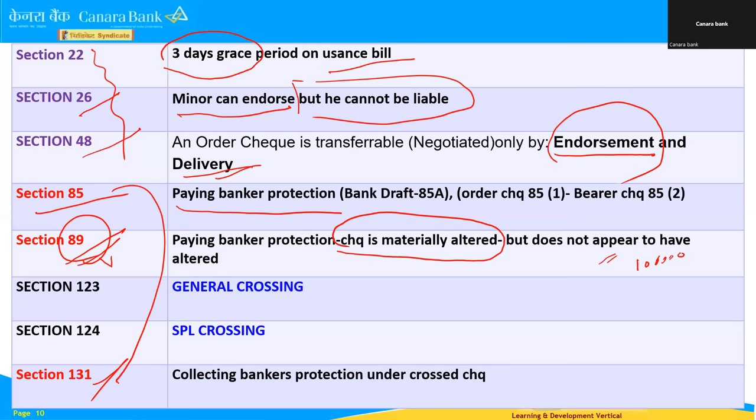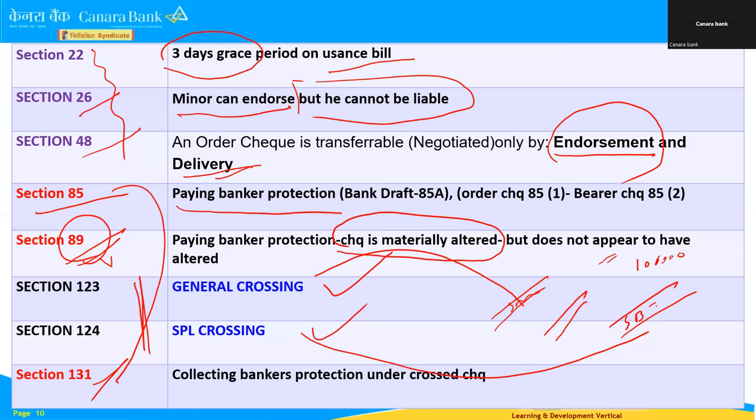Now come to crossing, general crossing and special crossing. These numbers are very peculiar. 123, 124. General crossing 123, special crossing 124. General crossing means simply writing two lines. Special crossing means writing some bank name in between. That's all. Can you make special crossing to general crossing? You cannot make. See, this is general crossing. Simple two lines. 123. 124 is special crossing. Writing SBI name here.